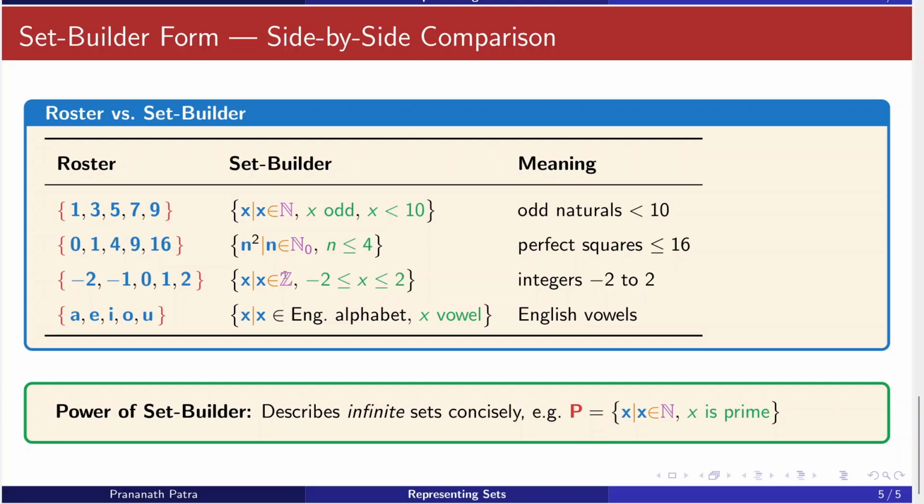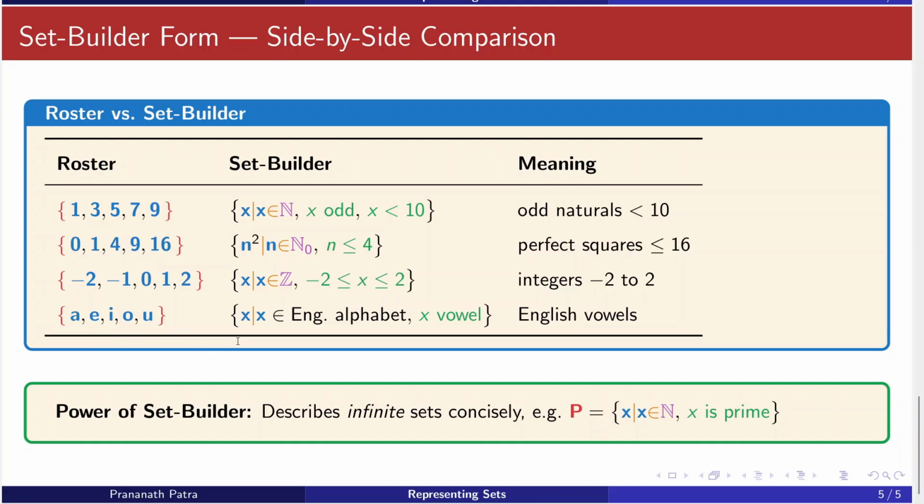For the set containing -2, -1, 0, 1, and 2, our set builder form is the set of all x such that x is an integer and x is greater than or equal to -2 and less than or equal to +2. It's just the sequence of integers from -2 to 2. And remember, sets don't have to be strictly numbers. Look at the set containing a, e, i, o, and u.